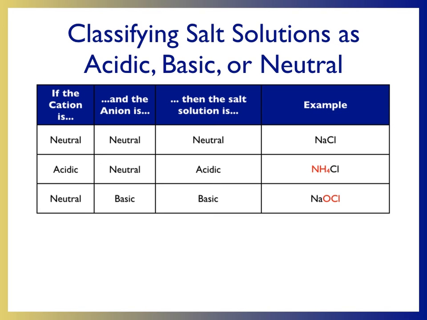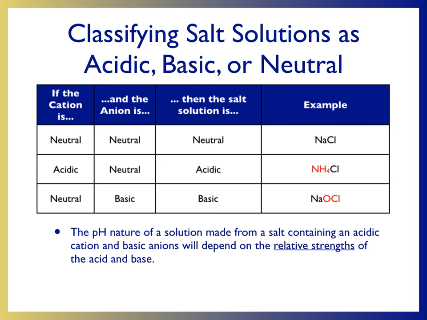What happens if your cation is acidic and your anion is basic? Then we need to start to look at numbers to quantitatively determine whether or not the salt will be acidic or basic. The pH of the solution will depend on the relative strengths of the acid and base. This means that we need to compare the Ka for the weakly acidic cation to the Kb for the weakly basic anion.